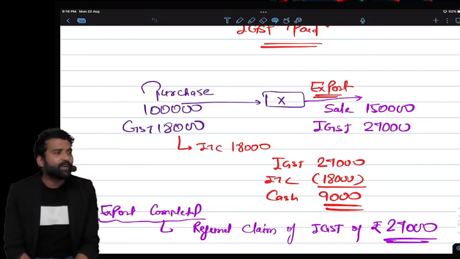Where does this ITC refund go? Actually, ITC refund is basically a cash refund. It will be credited in my bank account.